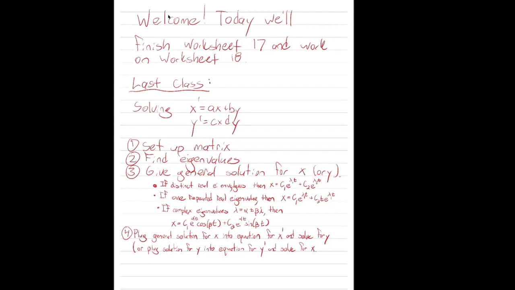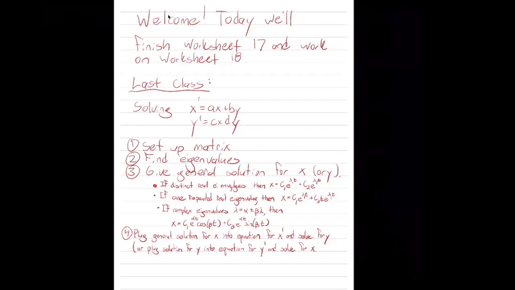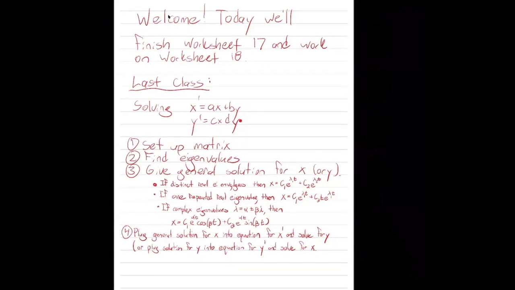Okay, so last time we were talking about solving linear systems of differential equations. So ones that look like this, and just to kind of walk us through the process of how this goes. Then we set up the matrix of coefficients for the system, calculate the eigenvalues for the system, and then based on the eigenvalues, we have a form for a guess for the general solution for x, or maybe y if you want to do it that way.